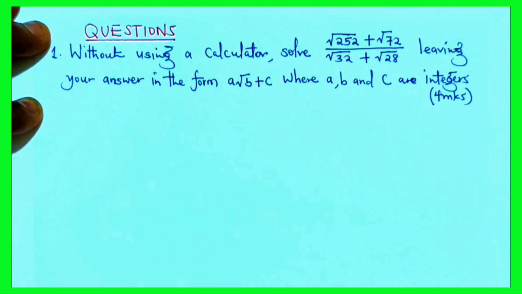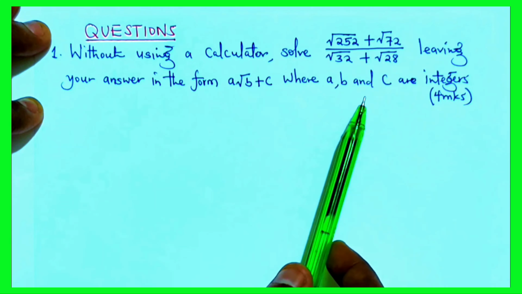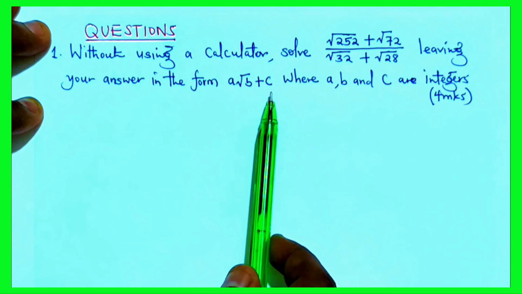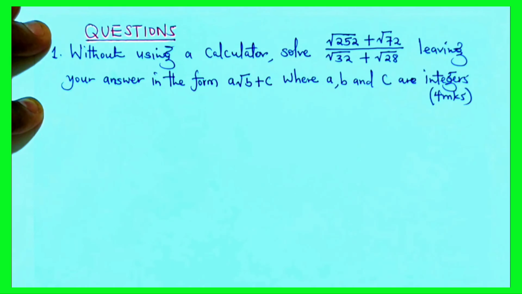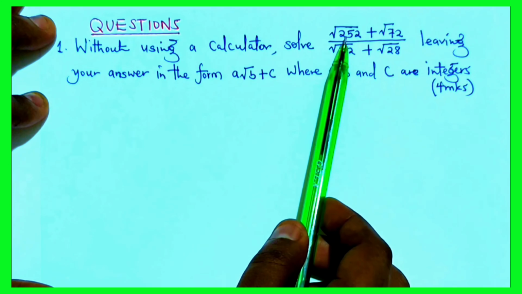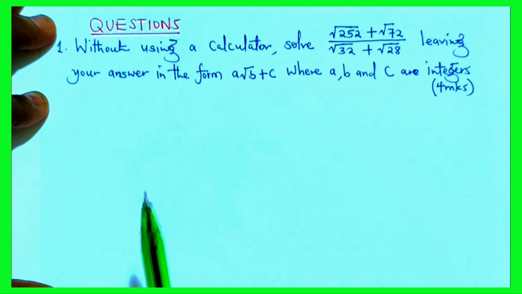Number 1. Without using a calculator, solve this expression here, leaving your answer in the form a root b plus c, where a, b, and c are integers. 4 marks. To find the solution here, we need to consider the prime factorization of these four surds here.